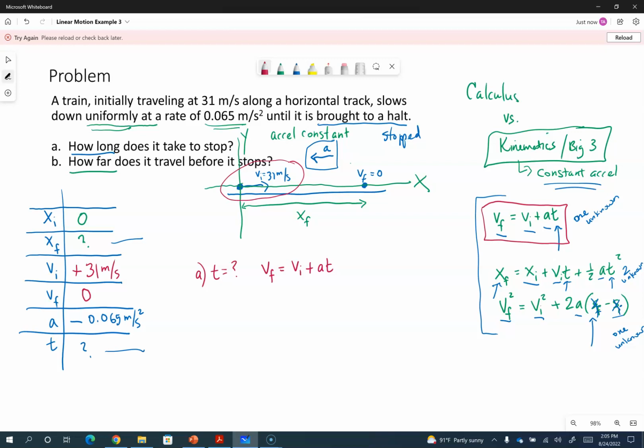So here I'm showing the equation I'm going to use. I'm going to go ahead and put in 0 for that V final. I know V initial, I know A, so I'm going to go ahead and solve symbolically for time.